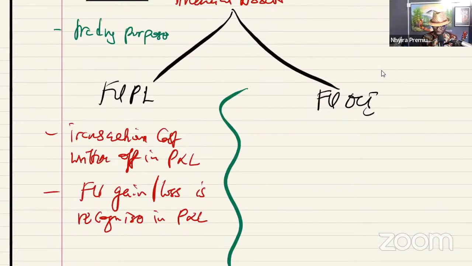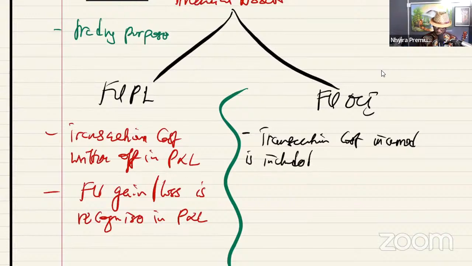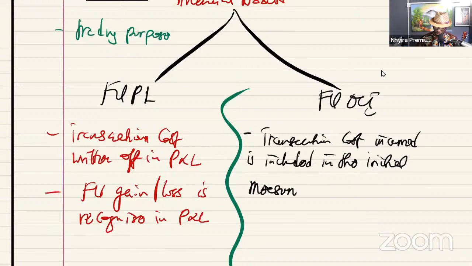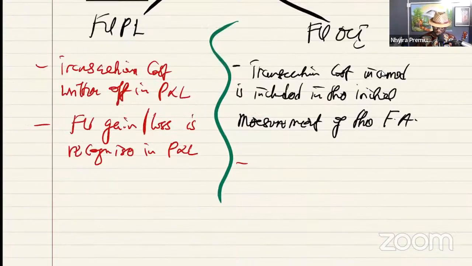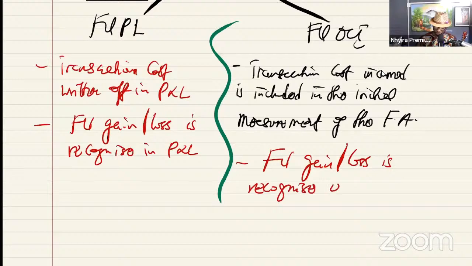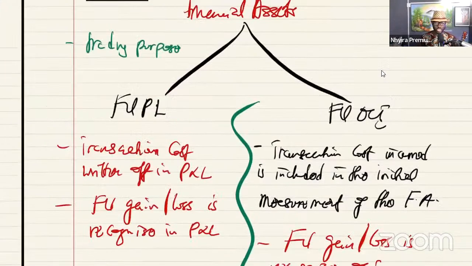If it is at fair value through OCI, the transaction cost is included in the initial value of the financial asset. So any transaction cost incurred here is included in the initial measurement of the financial asset. Then in that case, any fair value gain or loss is recognized in, sorry, OCI. It's recognized in other comprehensive income. So that is the distinction if the entity buys it.